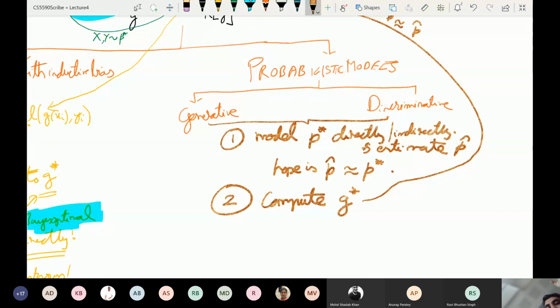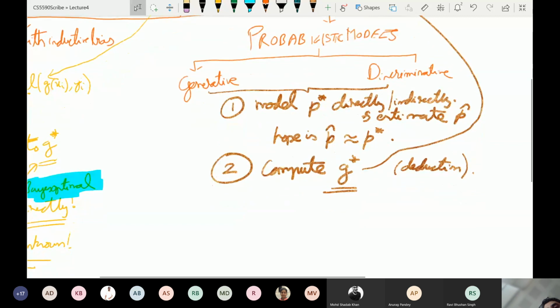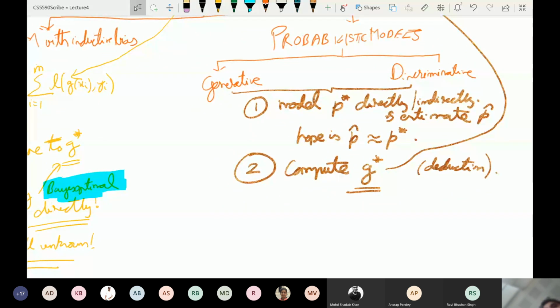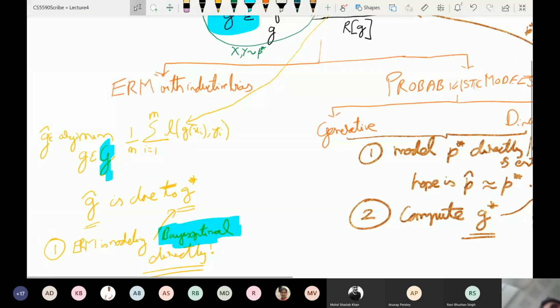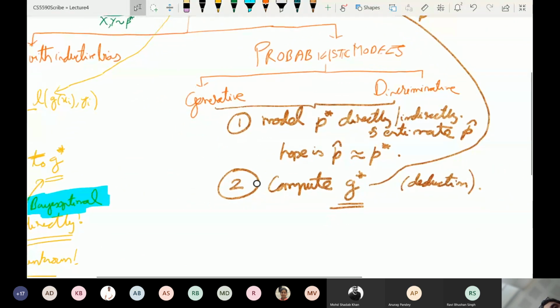So the goal of finding G star simply becomes a deduction in this case, right? So you deduce the value of G star, right? So at this broad level, everybody is clear with what is probabilistic modeling, or how it is different from the earlier case? Yes? No?